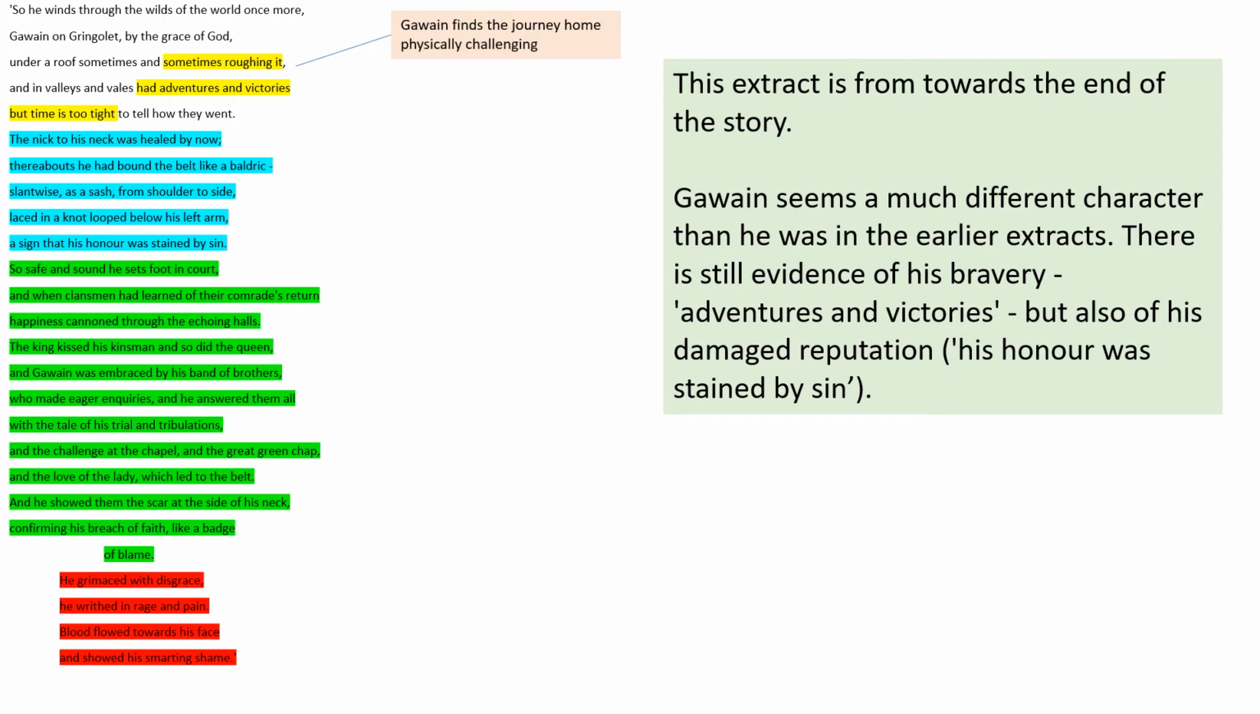Then we've got some more alliteration here. And in valleys and vales had adventures and victories, but time is too tight to tell how they went. We really get the impression here that there is an urgency to return home. Although he has had adventures, he's had victories, he's in a rush.